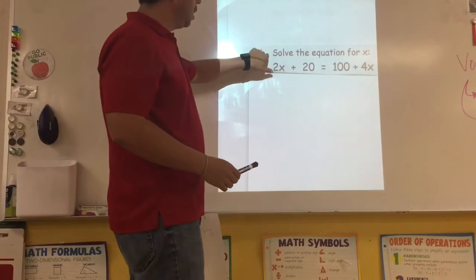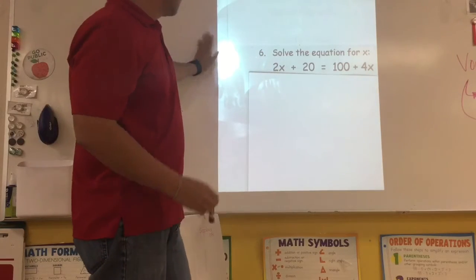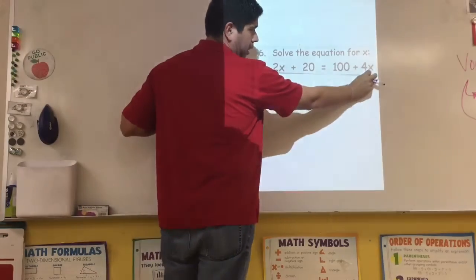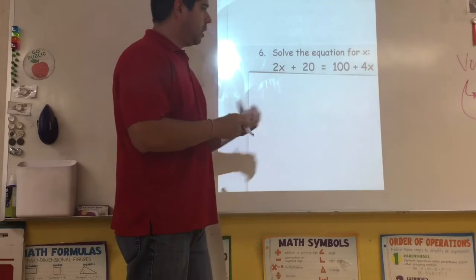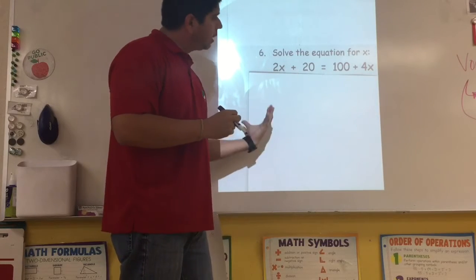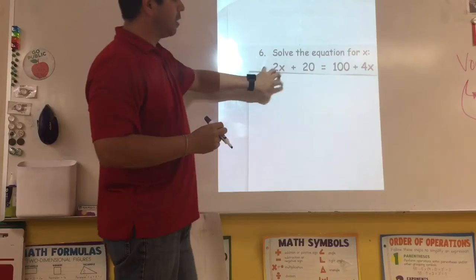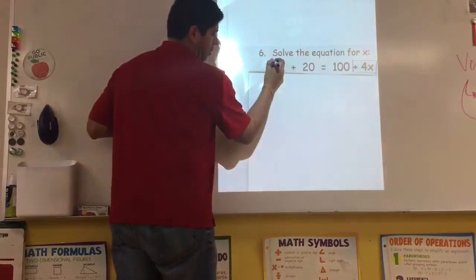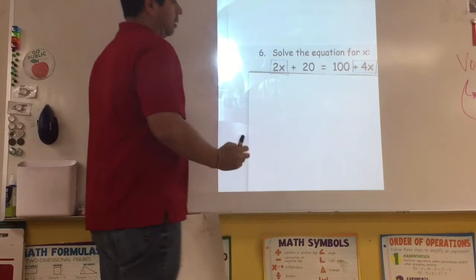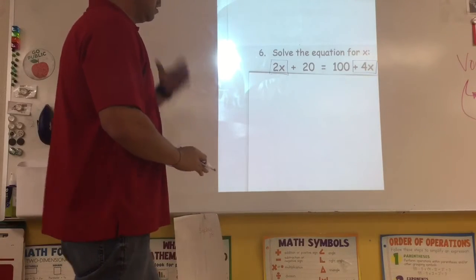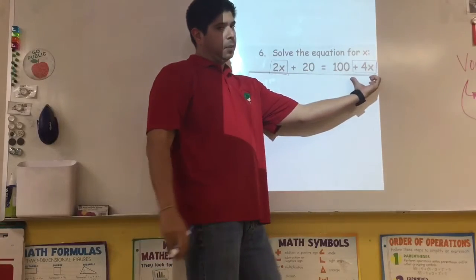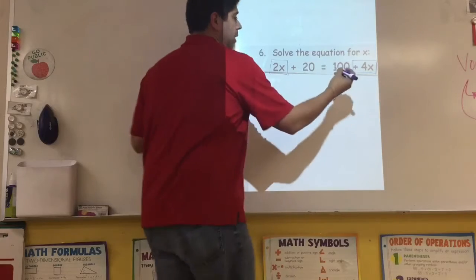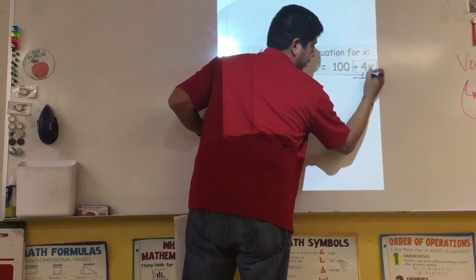So here, solving the equation for x. So I have 2x plus 20 equals 100 plus 4x. Remember, there are different ways you could do this, but the way that I like to do them is to bring the variables over here. So this plus 4x is a like term with this 2x. So I'm going to take the inverse of plus 4x and move it over here. So the inverse of plus 4x is minus 4x.